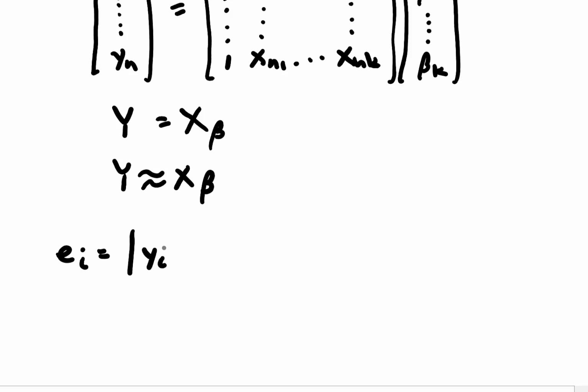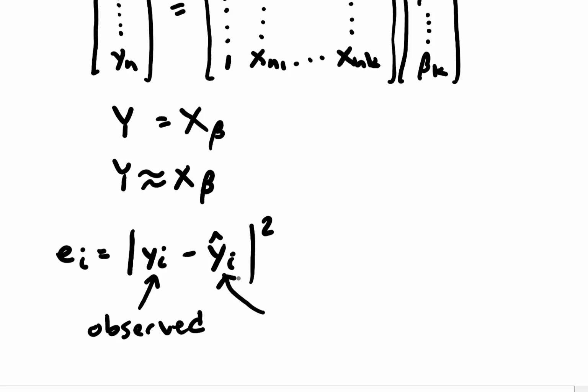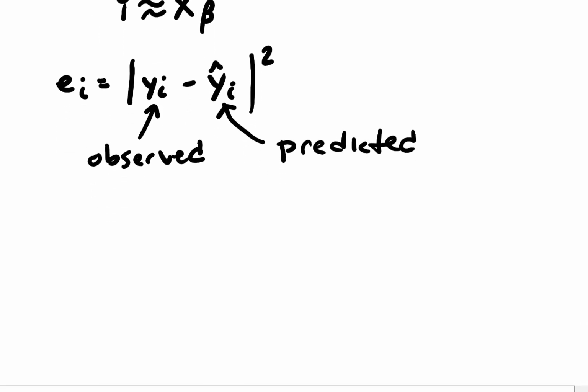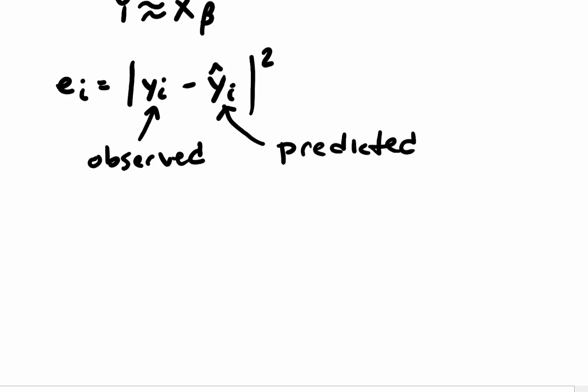So e_i is equal to (y_i minus y_i hat) squared. The y_i are the observed values, and the y_i hat are the predicted values. And so basically what we're doing is we're measuring the squared error between the model's prediction and the known value. And what we want to do is pick a model that makes the error between these terms as small as possible, because the smaller the error, the better our model is.